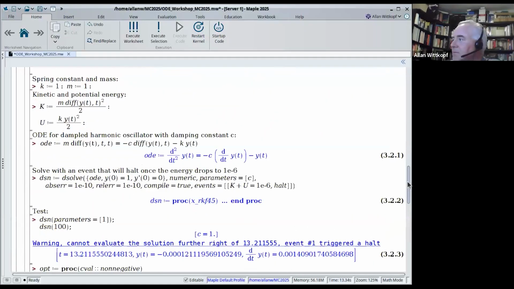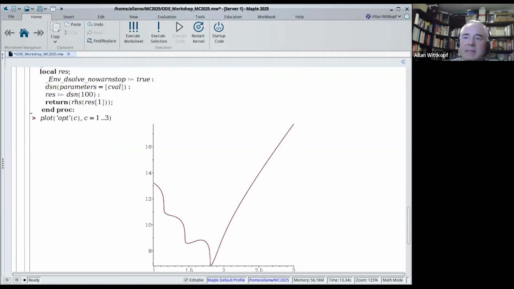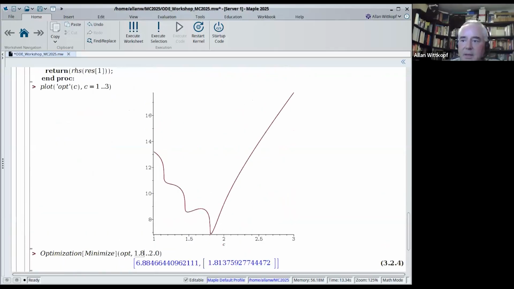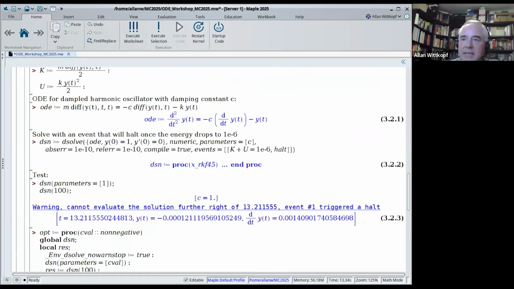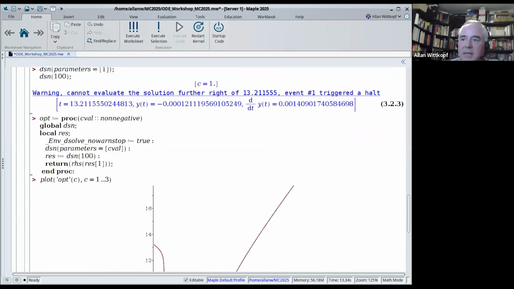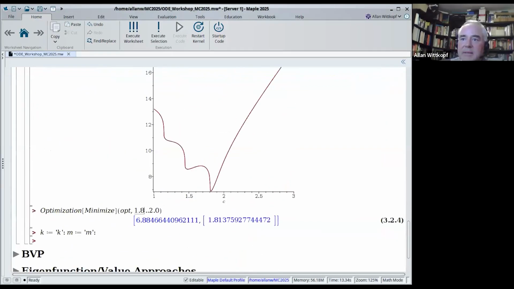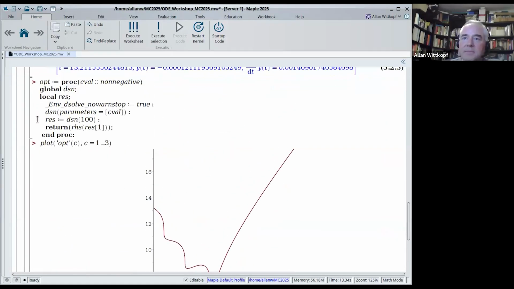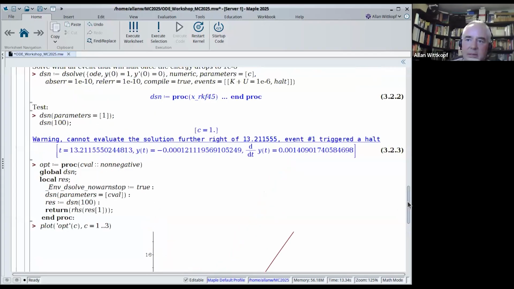Oh, why obj? Yes. Why the unevaluation quotes? Where was that? Okay, so we're using the unevaluation quotes to prevent it from attempting to evaluate at a value that isn't numeric yet.